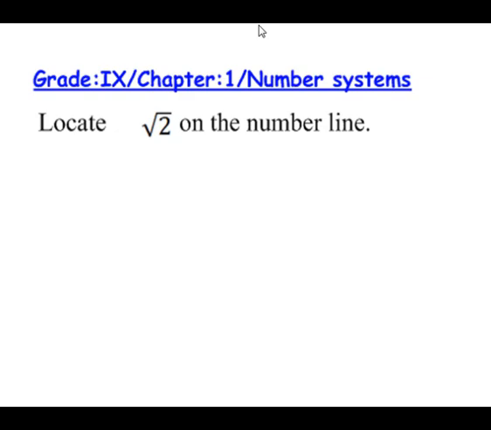We are discussing the first chapter in grade 9th, number systems. Today we are going to learn another concept, how to locate root 2 on the number line. We know root 2 is an irrational number, and how we can locate root 2 on the number line, this we are going to learn today. Before going to the actual construction, I will tell you the procedure, a rough sketch of how I am going to construct root 2 on the number line.